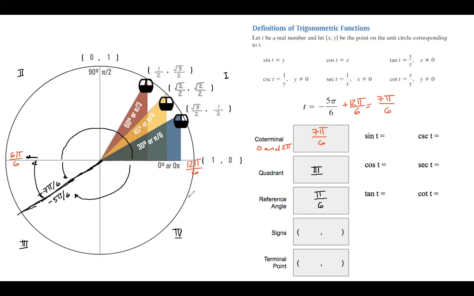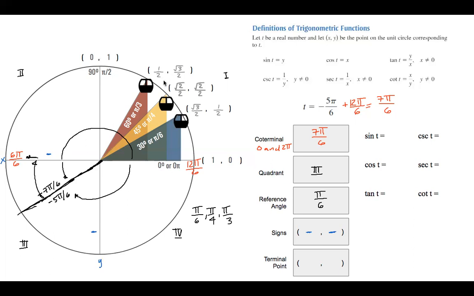On this kind of problems, as I told you, the reference angles are going to end up being either pi over 6, pi over 4, or pi over 3. In this case, pi over 6. On the third quadrant, if you notice, you're on the negative x-axis, and you're also on the negative y-axis. So it's going to be a coordinate as negative and negative.